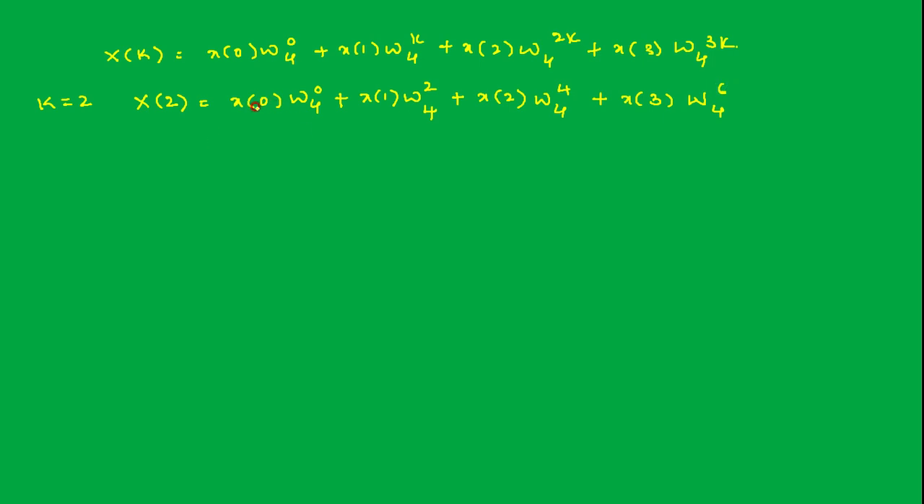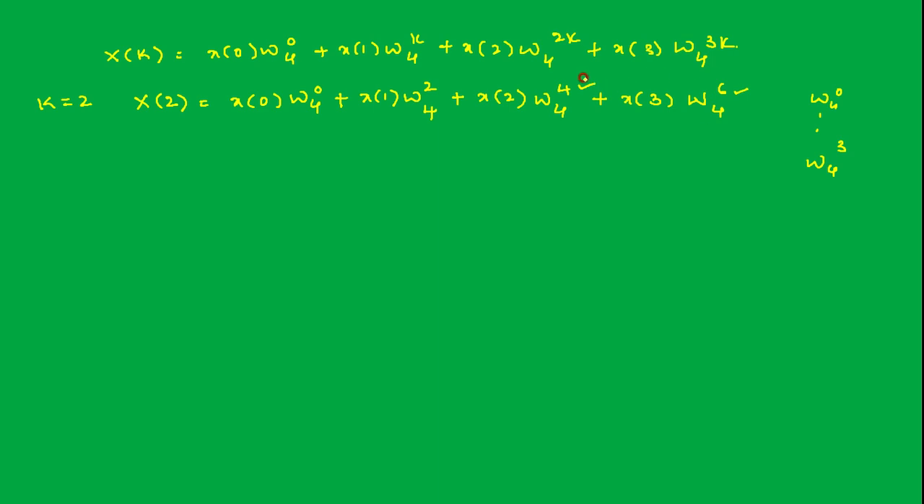But x of 0, x of 1, x of 2, x of 3 we know are all available in the given input sequence. We have 4 twiddle factor values which are w0 to w3, but here it is w4 raised to 4 and w4 raised to 6, right? These which are greater than 3 can be replaced by the twiddle factors which we have calculated. We have w4 raised to 0 to w4 raised to 3, but we don't have the values for w raised to 4 and w raised to 6.